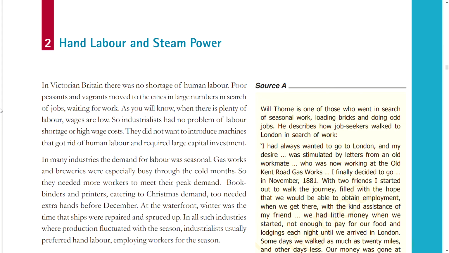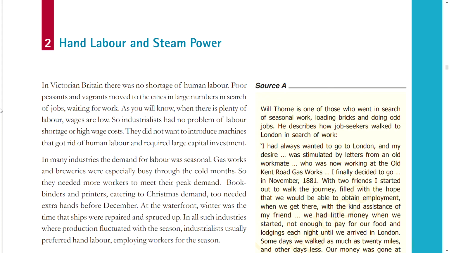Two, hand labor and steam power. Source: Will Thorne is one of those who went in search of seasonal work, loading bricks and doing odd jobs. He describes how job seekers walk to London in search of work. I had always wanted to go to London, and my desire was stimulated by letters from an old workmate who was now working at the old Kent Road gas works. I finally decided to go in November 1881. With two friends, I started out to walk the journey filled with the hope that we would be able to obtain employment. We had little money when we started, not enough to pay for our food and lodging each night until we arrived in London.